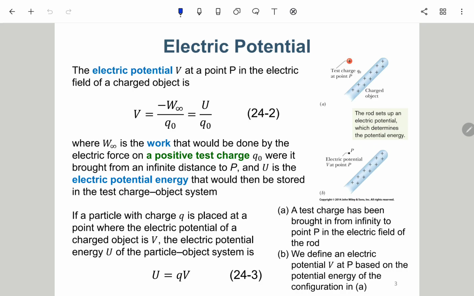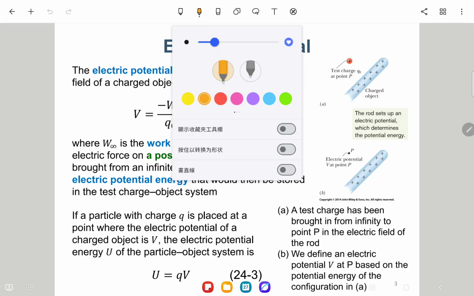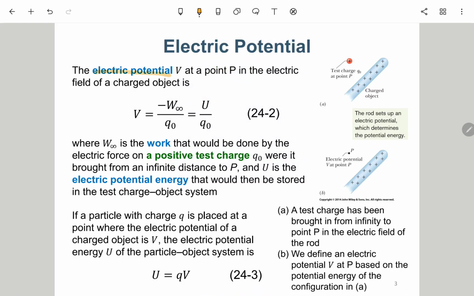So here it says the electric potential V, so we always use V to specify electric potential, at point P in the electric field of a charged object is V equals negative W infinity over Q sub 0. Actually, it equals U over Q0.